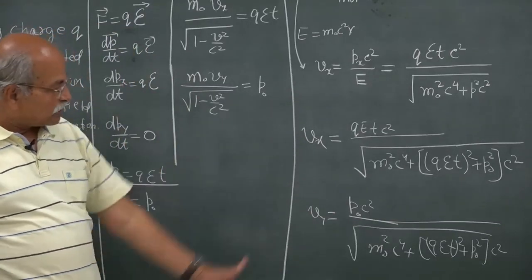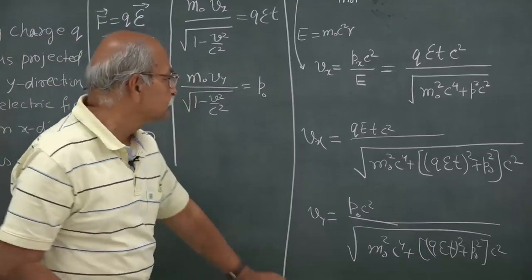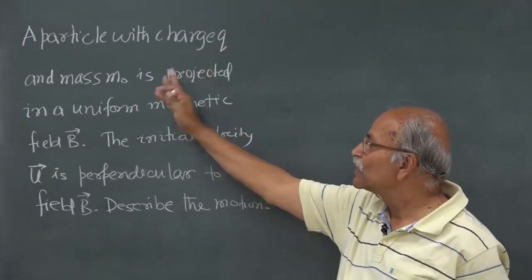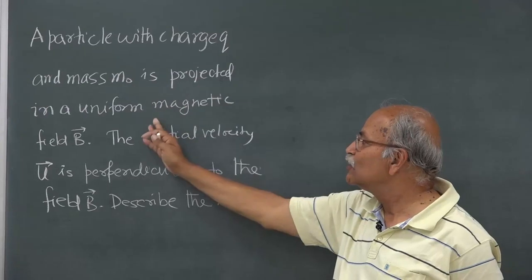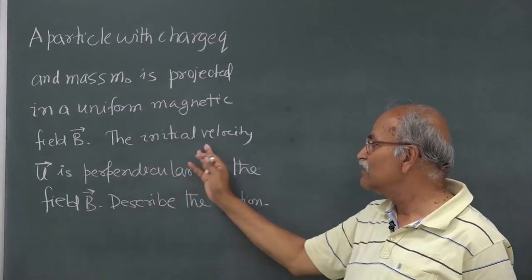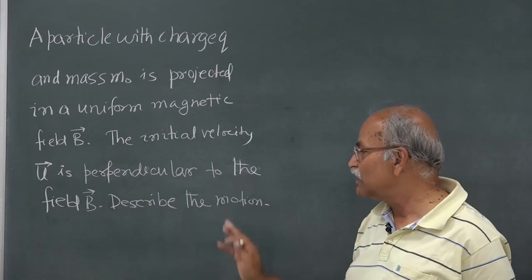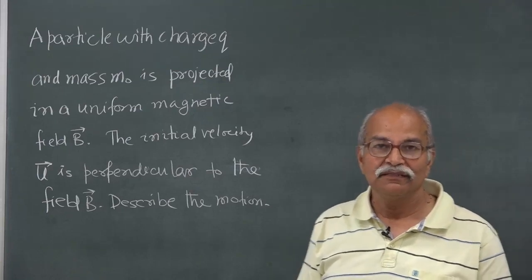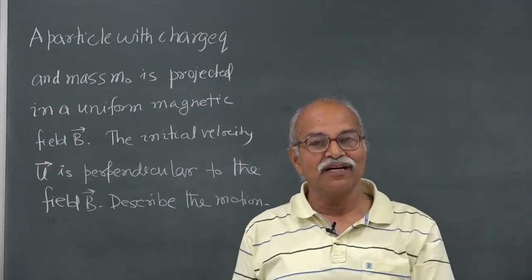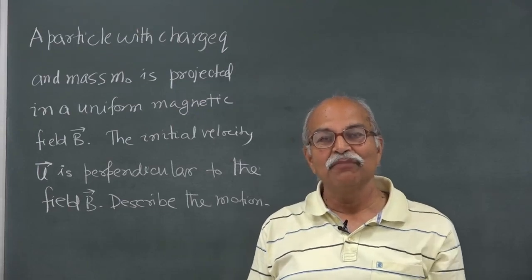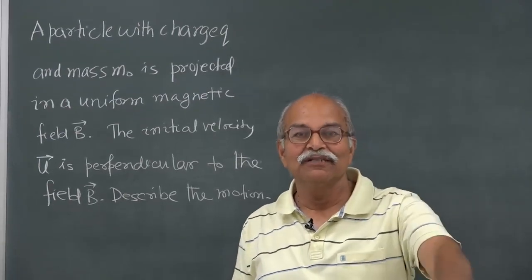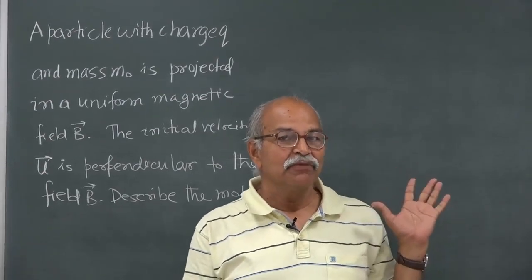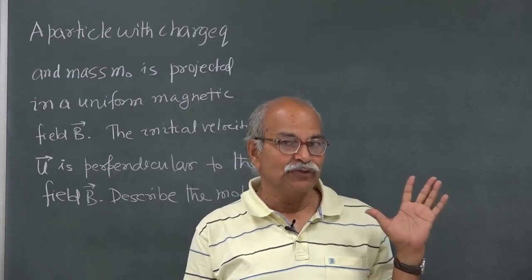Now, let me go to one more problem. Here is the problem. A particle with charge q and mass m naught is projected in a uniform magnetic field B. The initial velocity u is perpendicular to the field B. Describe the motion. This is a very standard problem. If a charged particle is projected in a magnetic field perpendicular to it, it goes in a circle with angular frequency QB by m. It is the same problem here, but now relativistic equations are to be used.